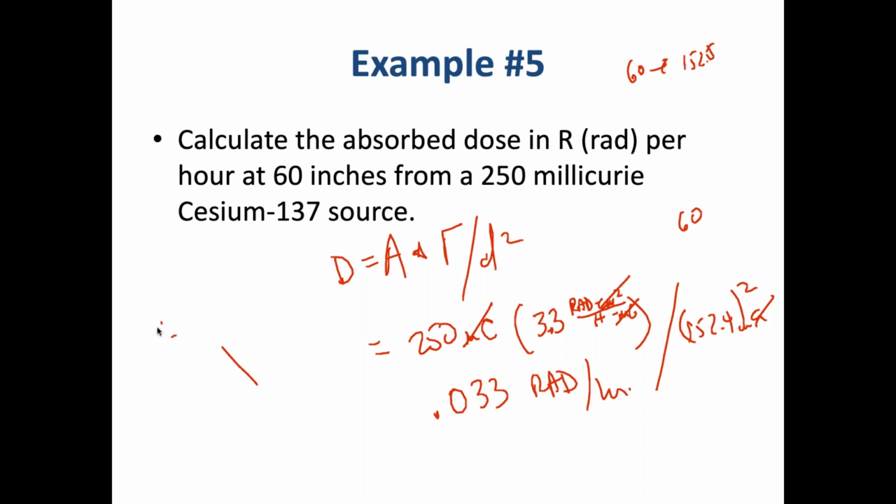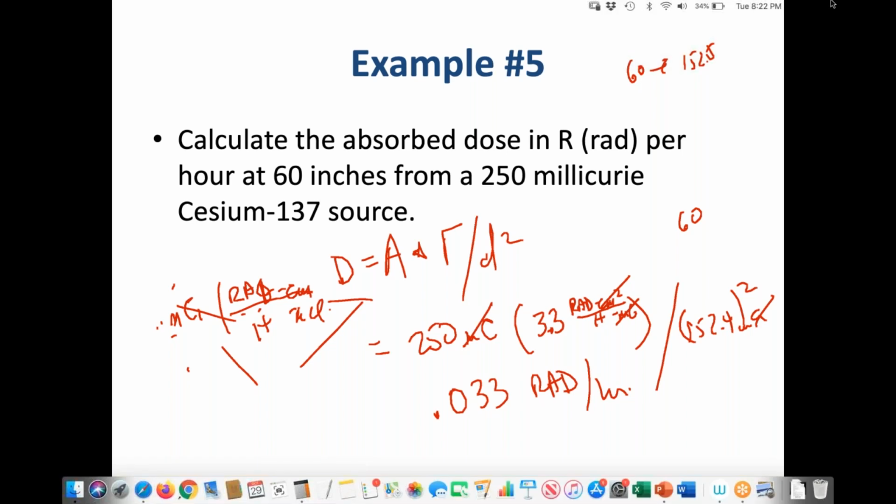Okay, we have millicuries times rad centimeters squared per hour millicuries. Millicuries cancel right out there, divided by centimeters squared. Centimeters squared cancel out. So we're left with rad per hour. That looks right to me. Good.